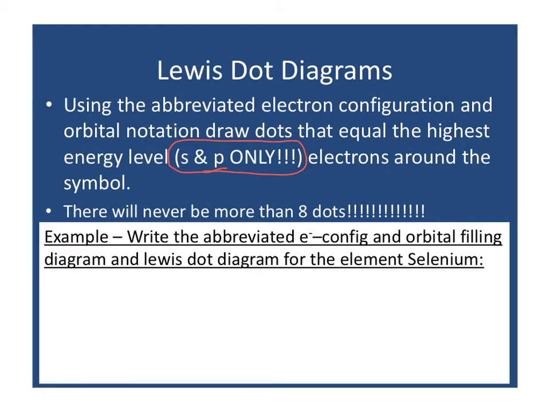You will never, ever, ever draw more than 8 dots around an element. There are a maximum of 2 s electrons and a maximum of 6 p electrons. By my math, 2 plus 6 is 8. You should never have more than 8 electrons in the s and p combined. So you should never have more than 8 dots.